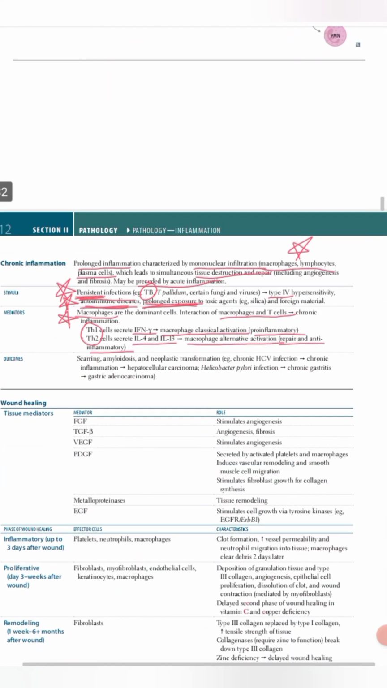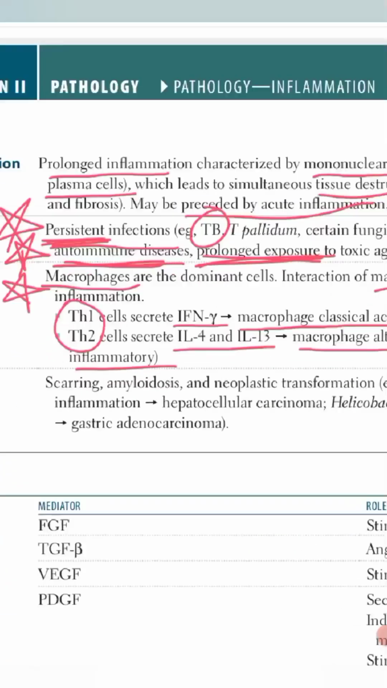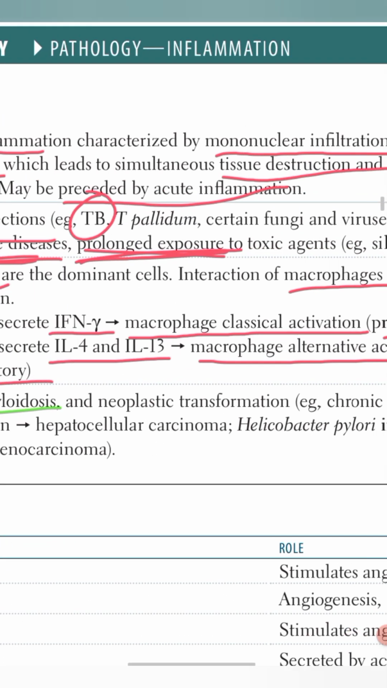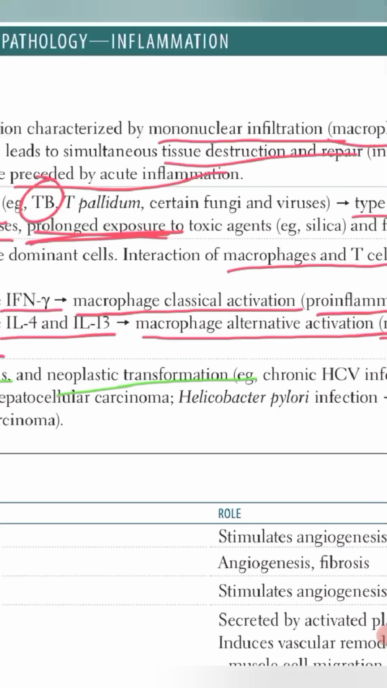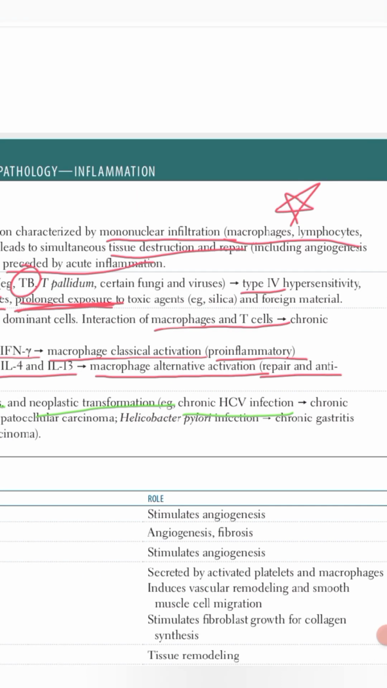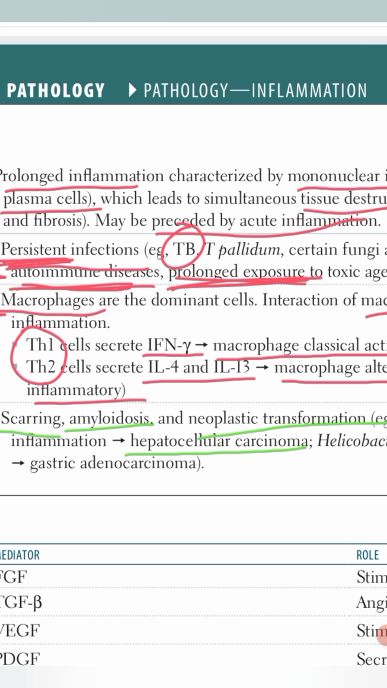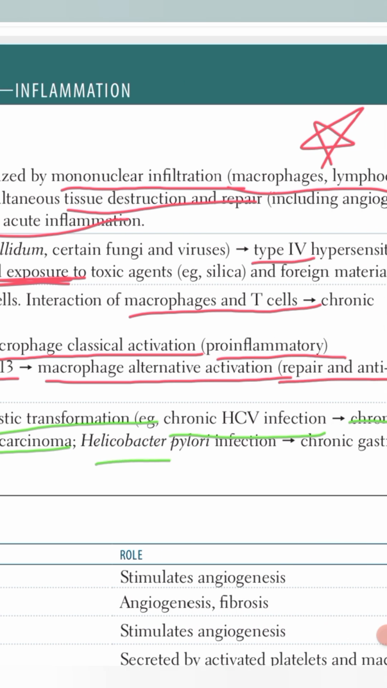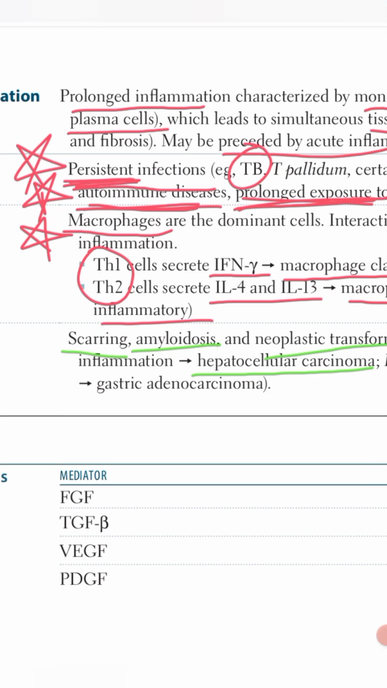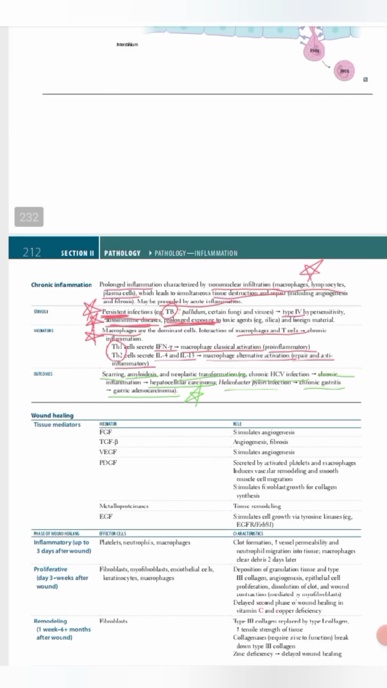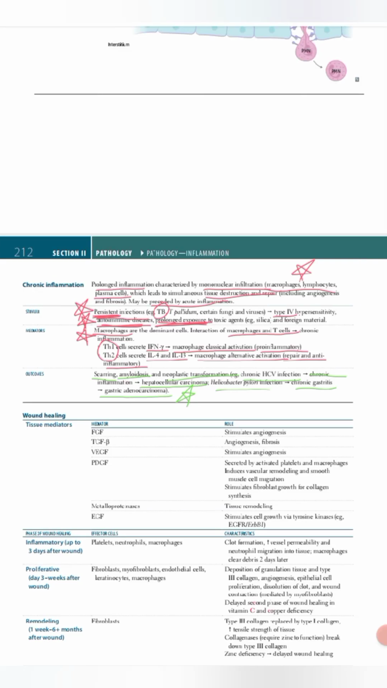If we see the outcomes of chronic inflammation, what can happen is that there can be scarring, amyloidosis, or there can be neoplastic formation. For example, if there is chronic hepatitis C infection, it can lead to chronic inflammation, and eventually there will be formation of hepatocellular carcinoma. H. pylori infection can cause chronic gastritis, and it will eventually lead to gastric adenocarcinoma. So these were the outcomes of chronic inflammation.